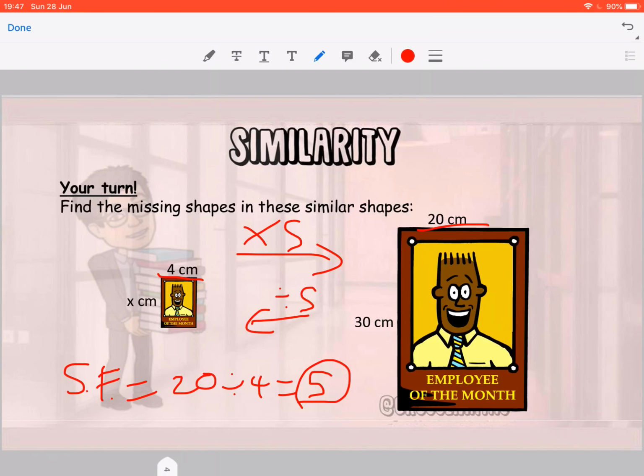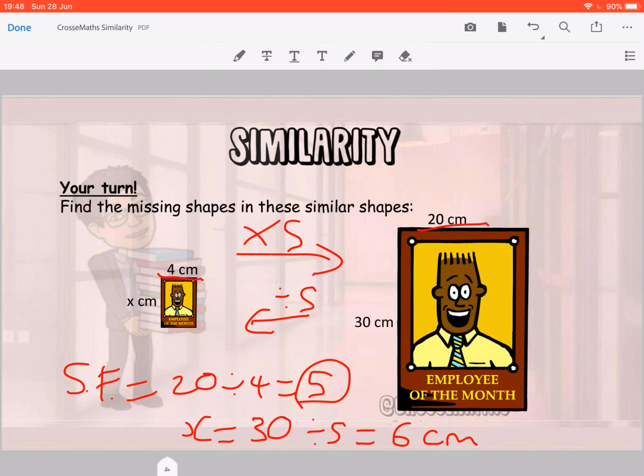Now we want to find side X. That's 5 times smaller than 30. So side X equals 30 and I'm going to divide it by 5 because I want to shrink it. 30 divided by 5 is 6 centimeters. Okay, similarity is very straightforward when you're dealing with a basic version like this.